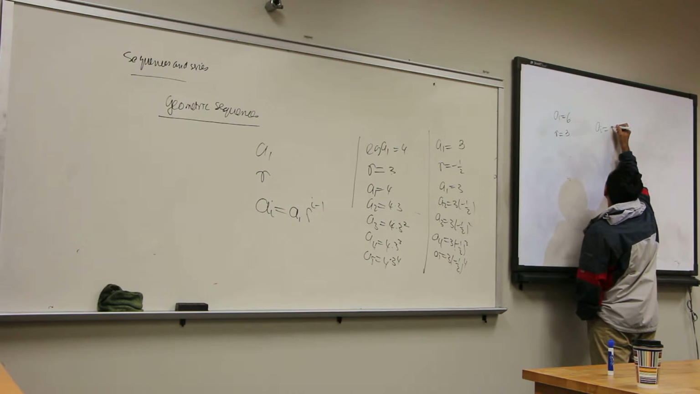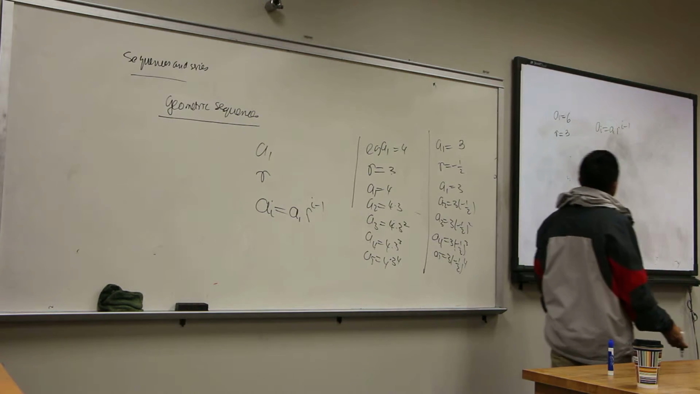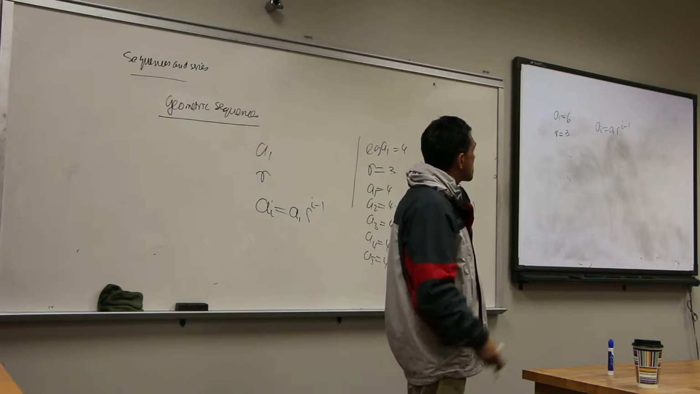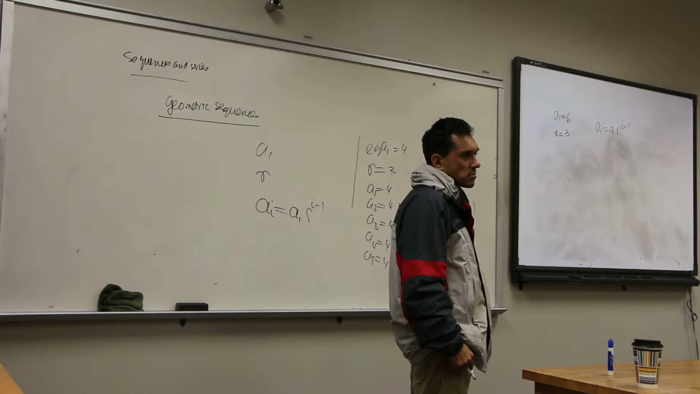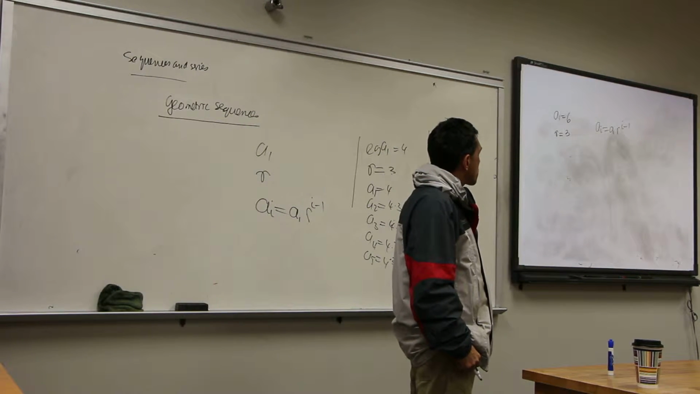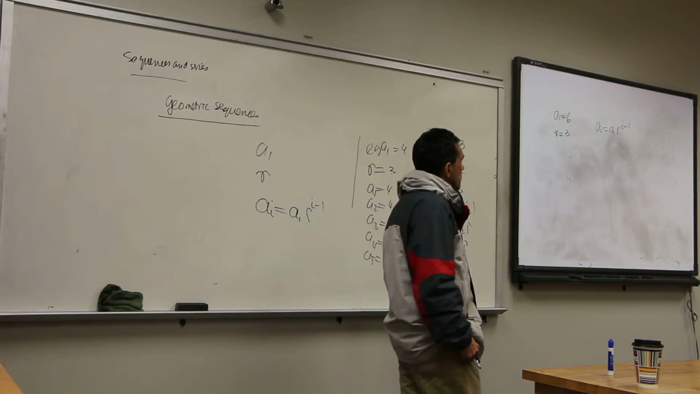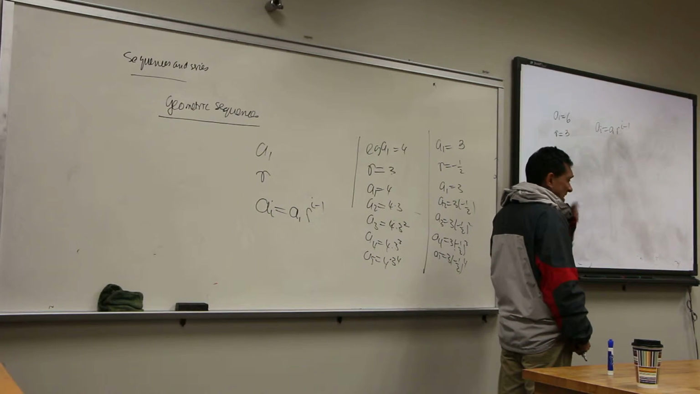AI is A1 times R. So A2 is A1 times 3. A3 is A1 times 3 squared. A4 is A1 times 3 cubed.